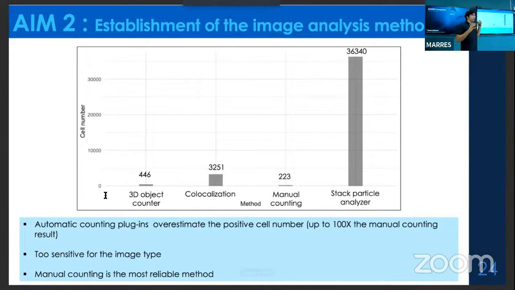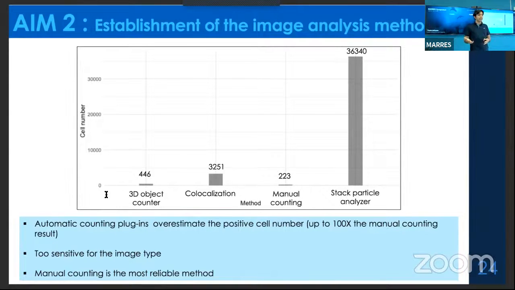As a result, here is the difference between the automatic cell counting and the manual counting for the same sample. So as you can see, it's quite different, and that's because the image has a lot of background, and the plugins are quite sensitive. So they are too sensitive for our images. So we use the manual counting for selecting the positive cells for the other analysis.